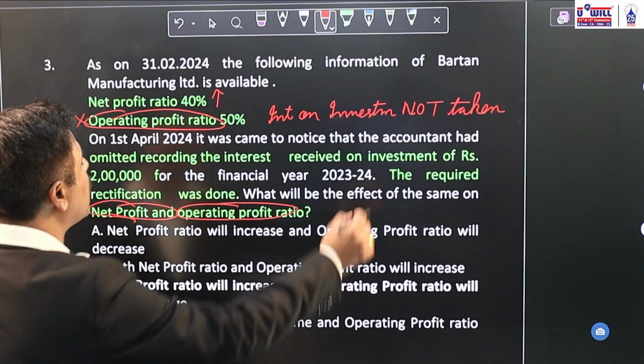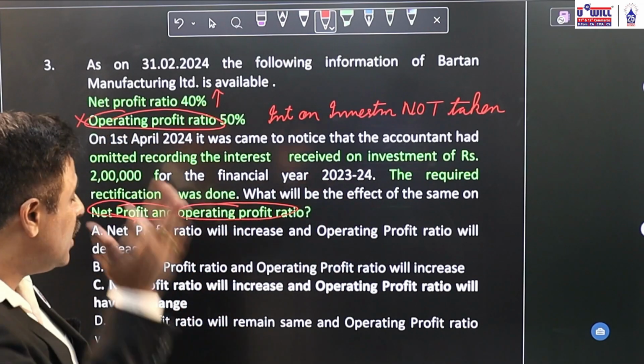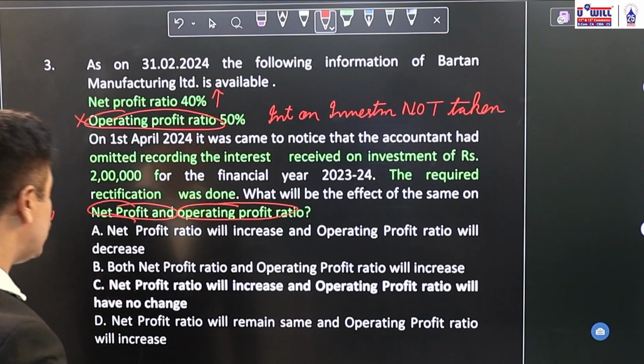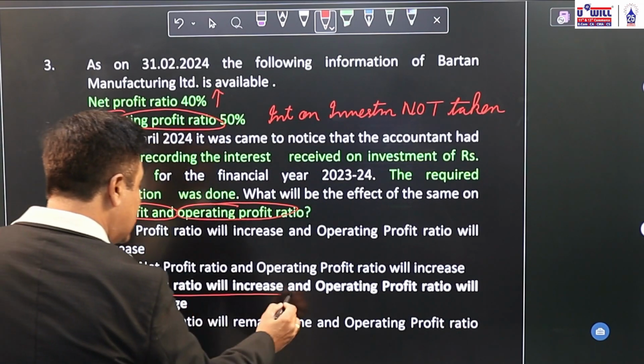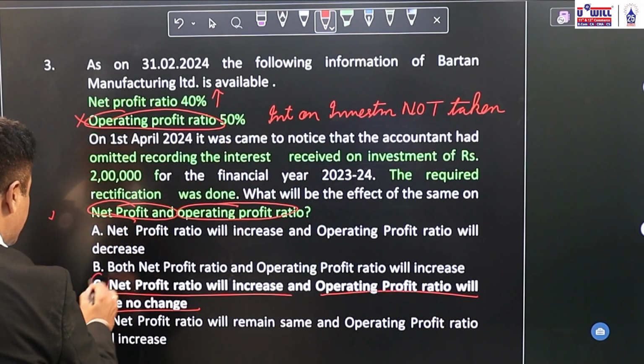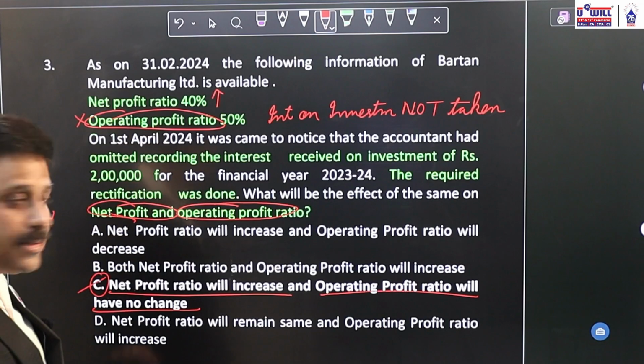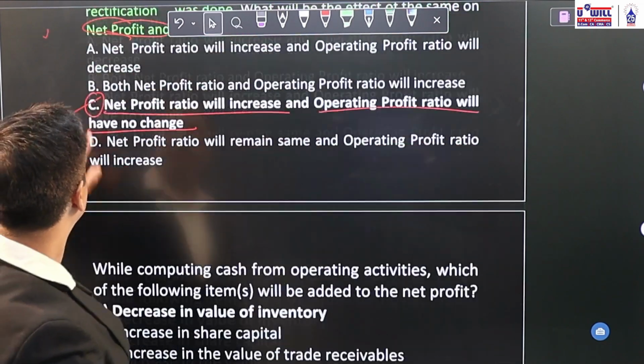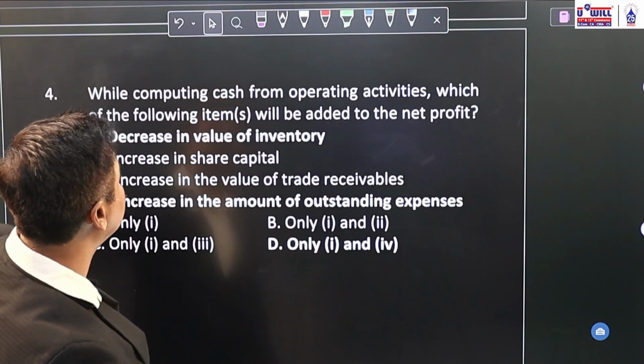So what will be your correct option? Net profit ratio will increase, but it will have no effect on operating ratio. So net profit ratio will increase, but operating profit ratio will have no change. Option C is the correct answer. Okay. Going further, question number 4.